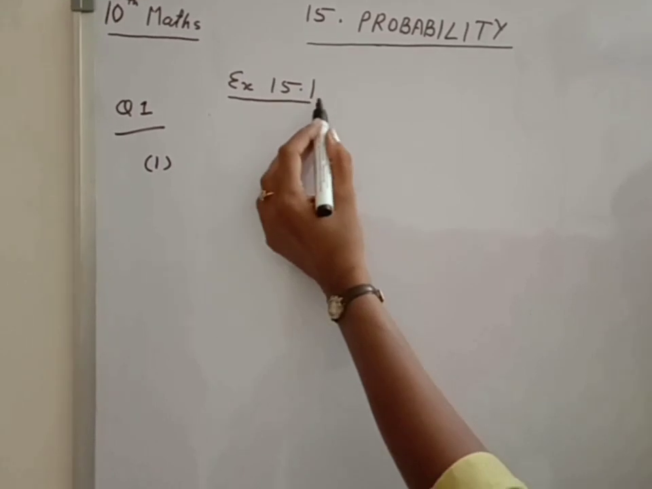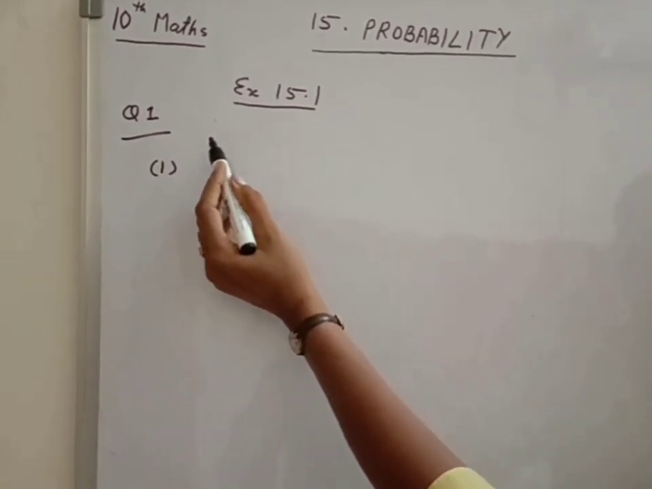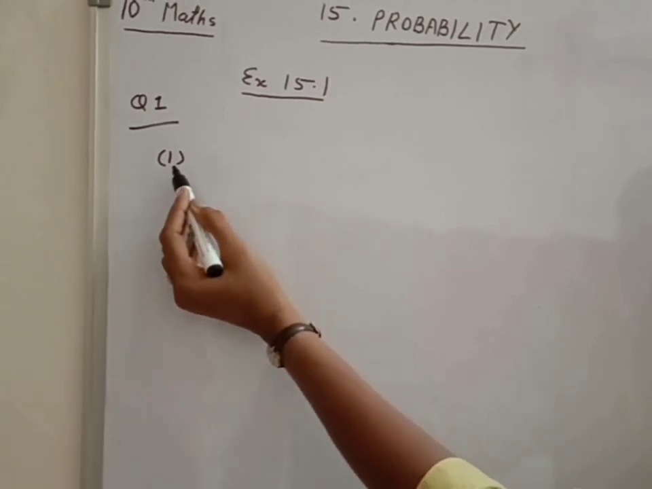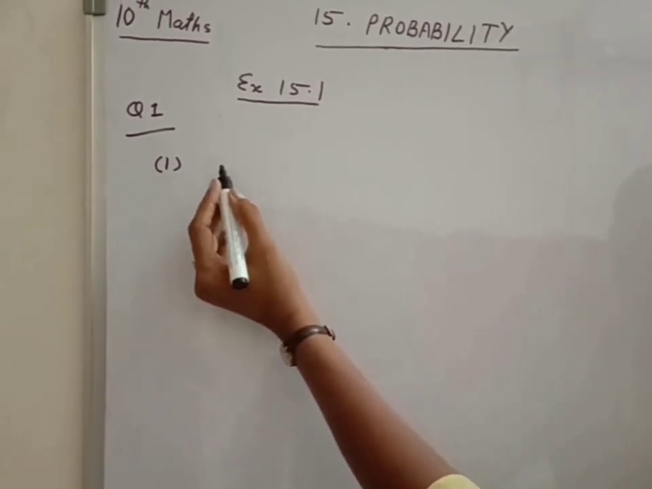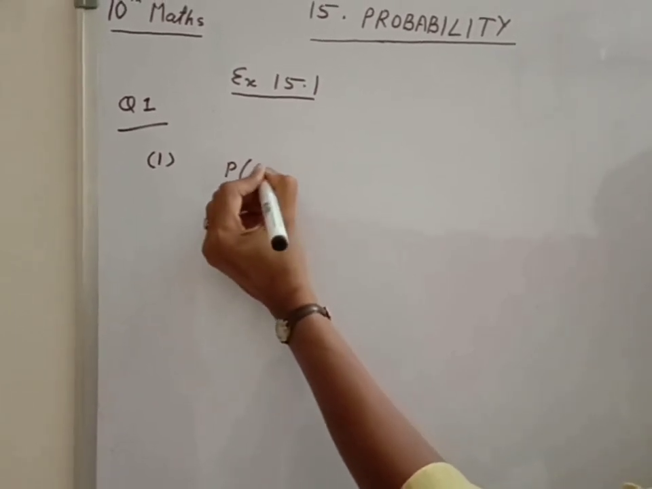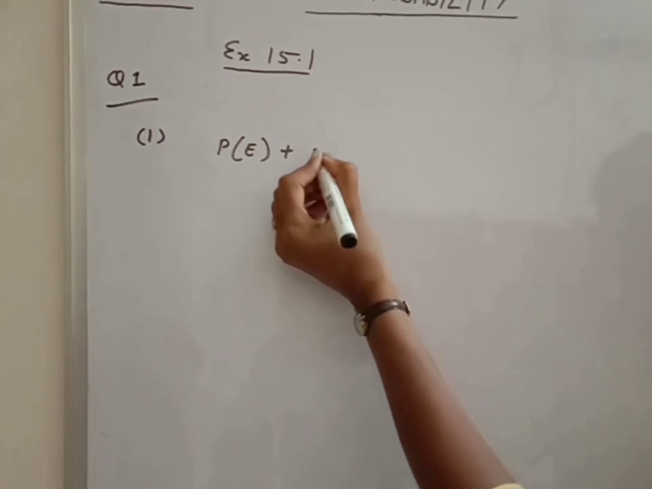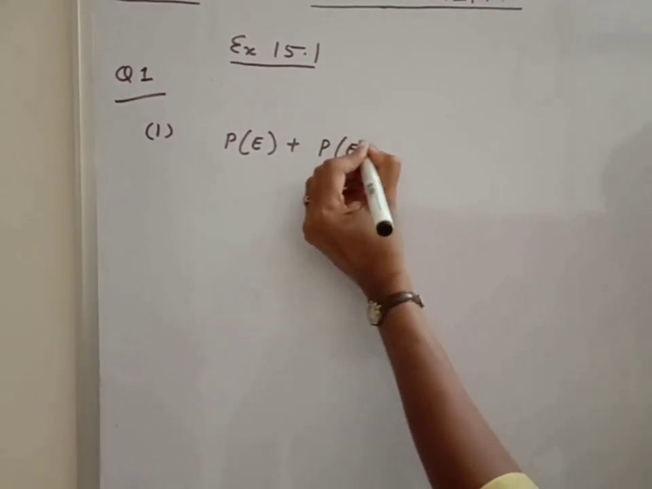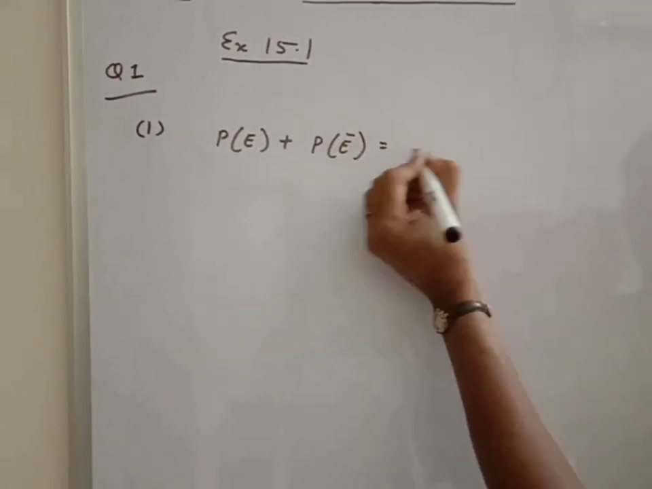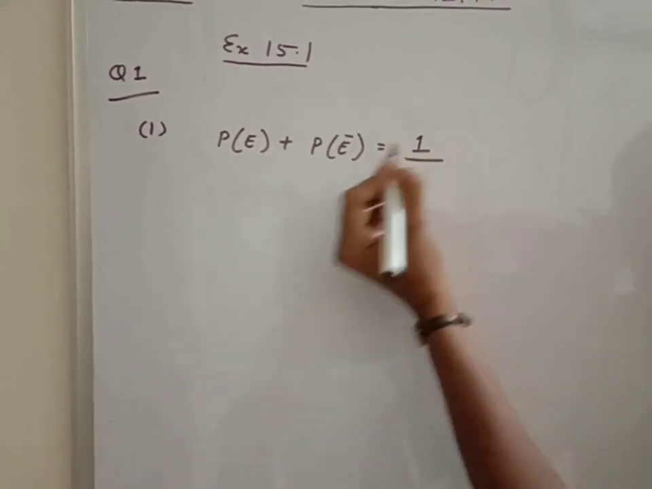Exercise 15.1, question number 1. Complete the following statements, that is, fill in the blanks. Question number first: probability of an event E plus probability of event not E is equal to dash. We had already discussed that it is always 1.